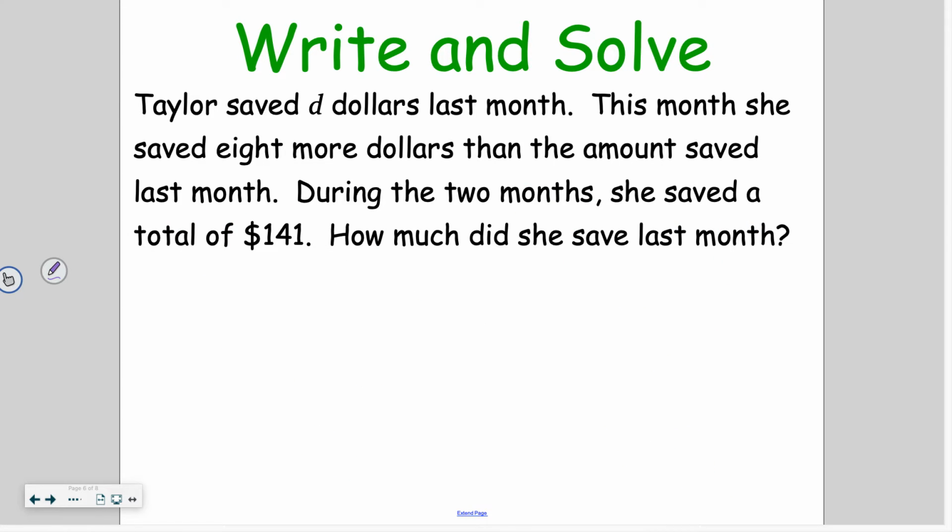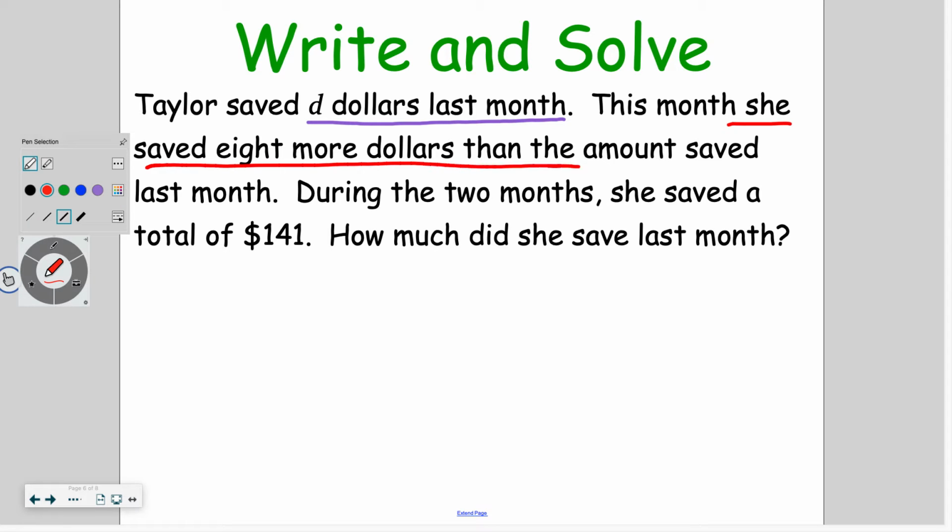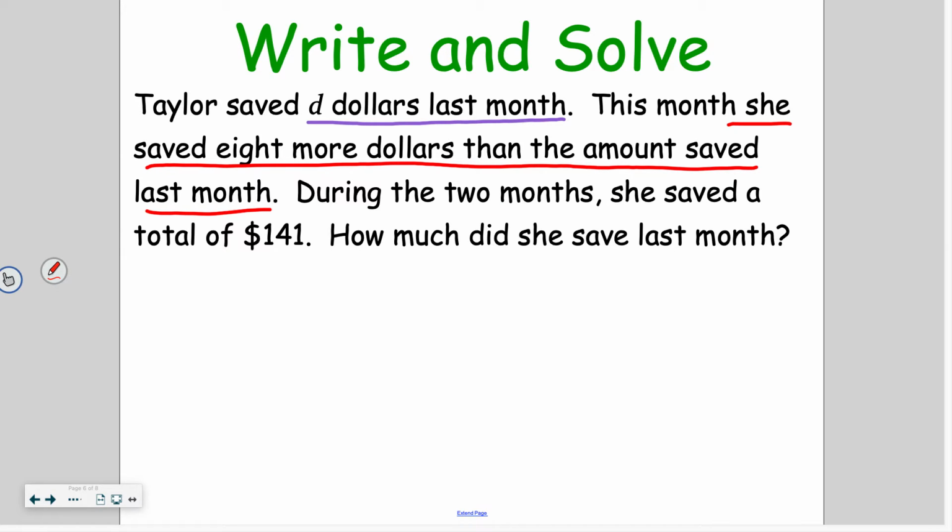Some of our word problems are going to be a little bit more complex and are going to have a little more information in them. So this first one says Taylor saved D dollars last month. So that's going to be an important piece of information for us. And then it says this month she saved 8 more than last month. So during the 2 months, she saved a total of $144.